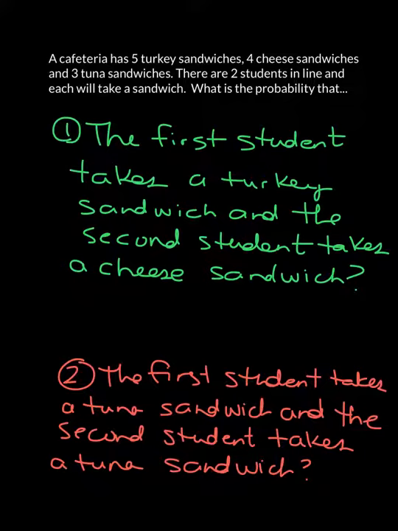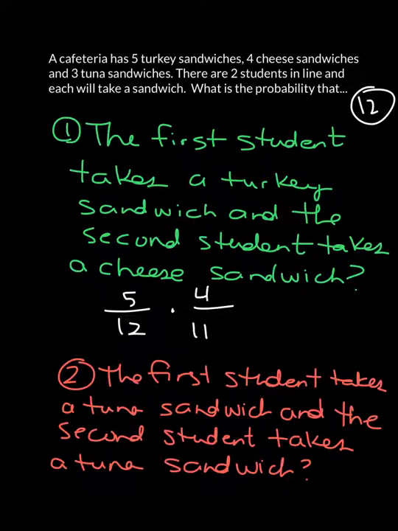Well, again, we have to figure out how many outcomes we have. We have 5 turkey, 4 cheese, and 3 tuna, so that's a total of 12 sandwiches still available to the students. So the first student takes a turkey sandwich. So again, there's 5 turkey. There's a total of 12 sandwiches available. Now when the second student goes to get a sandwich, there's only 11 left. And he or she wants to choose a cheese sandwich, which is 4. So it gives us 20/132, which simplifies to 5 over 33.